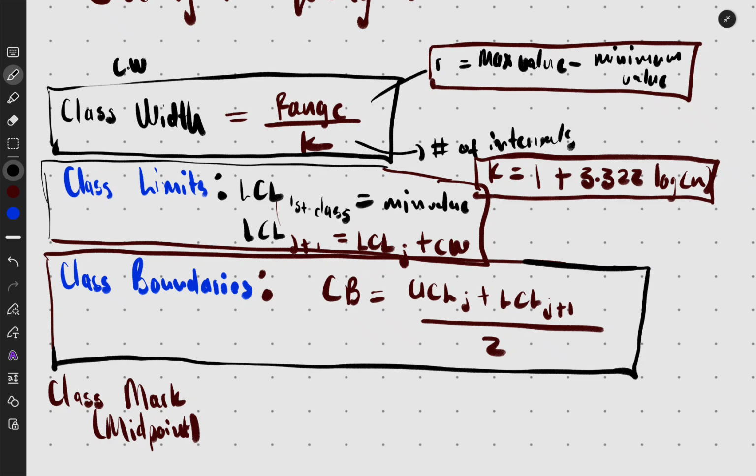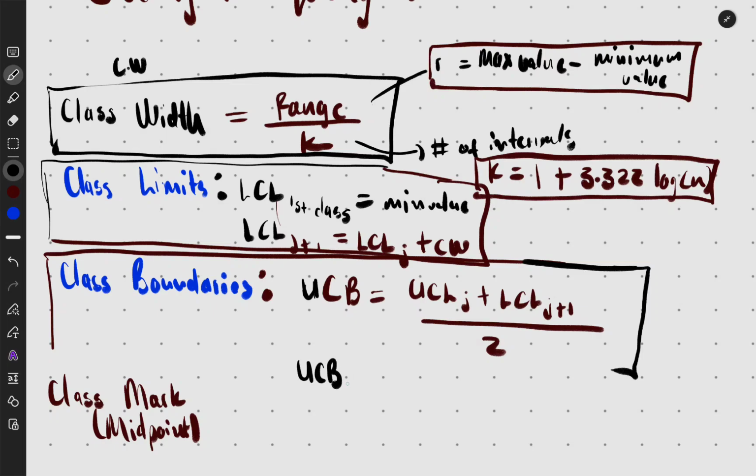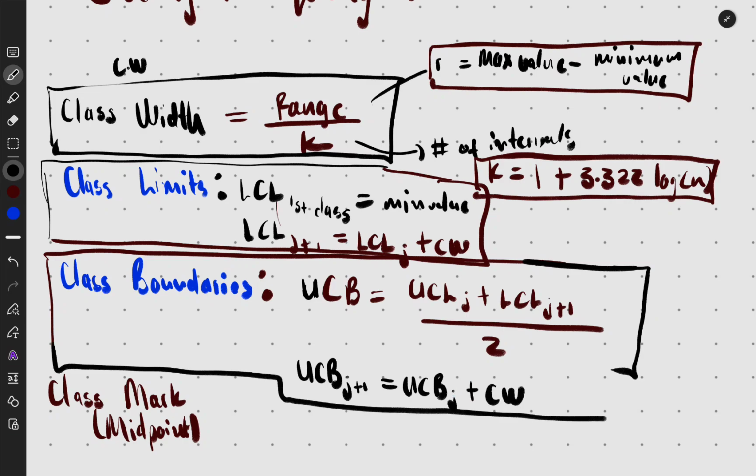Once you have the class boundary for the first class, remember this will give you the upper class boundary. So we can say this is the upper class boundary. Now to get the other ones, to get the upper class boundary of class J plus 1, it is just the upper class boundary of class J plus the class width. This helps you get the upper class boundary of the next.